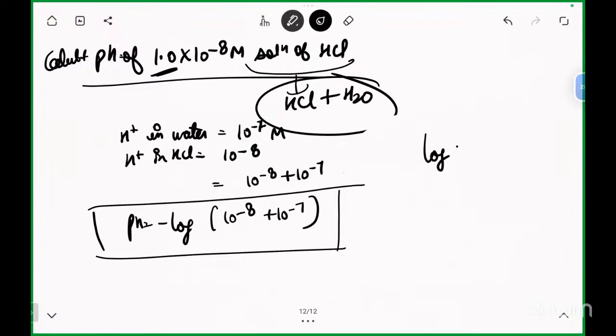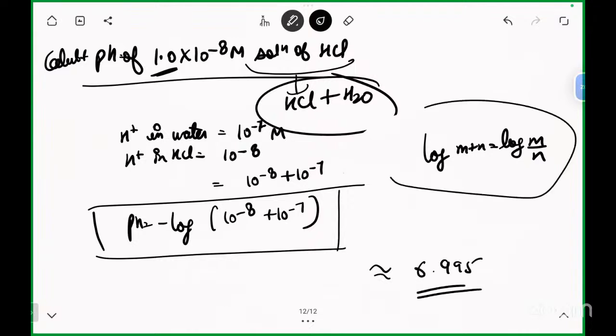The formula you have is log m plus n is equal to log m upon n. So whatever the answer will be, it can be easily calculated. The answer is approximately 6.995. So just use this formula and you can calculate. Don't give a long time to such numericals.